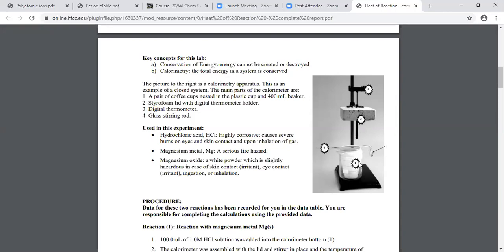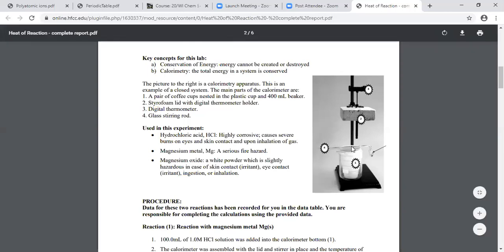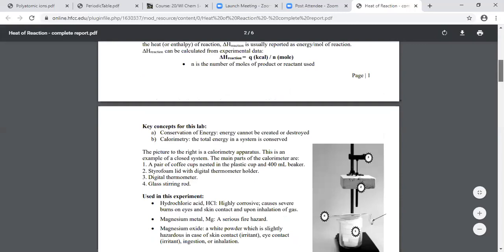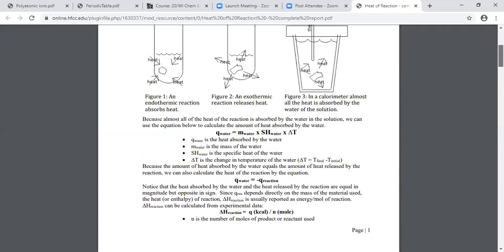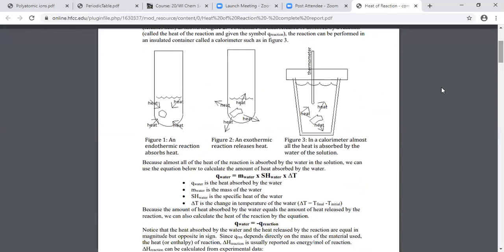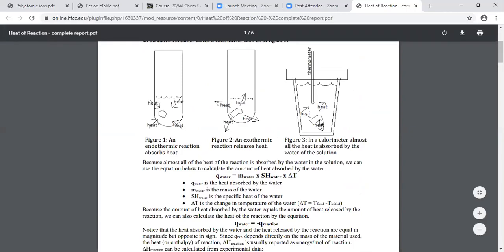So when we hook them together, we would be lowering this top part down onto the calorimeter to create a closed system. You guys know the term conservation of energy, where energy can't be created or destroyed. We're going to be using calorimetry, where total energy in a system is conserved. We're going to be creating a closed system where we'll be able to take some temperature measurements and monitor the changes. So let's go back up here. That's what's drawn out here. Here's the calorimeter where all the heat's absorbed by the water that's in the solution.